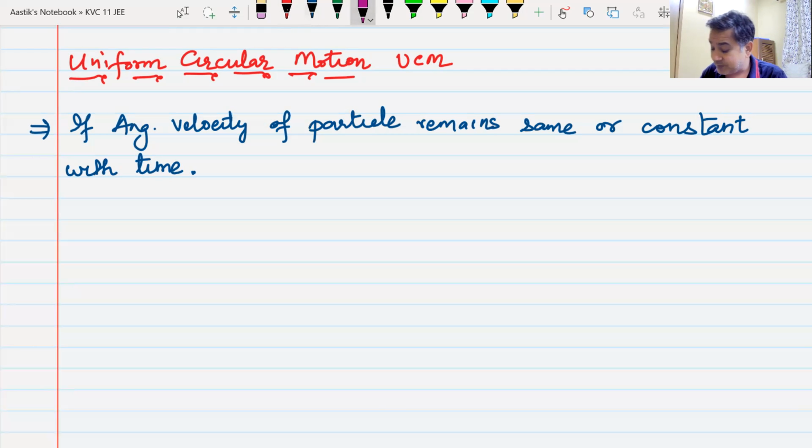Now, if this happens, then what will happen? Your average angular velocity will be equal to the magnitude of your instantaneous angular velocity. I'm writing magnitude here because average angular velocity is a scalar and instantaneous angular velocity is a vector. So your angular velocity is going to remain the same. It is going to move with a constant angular velocity.